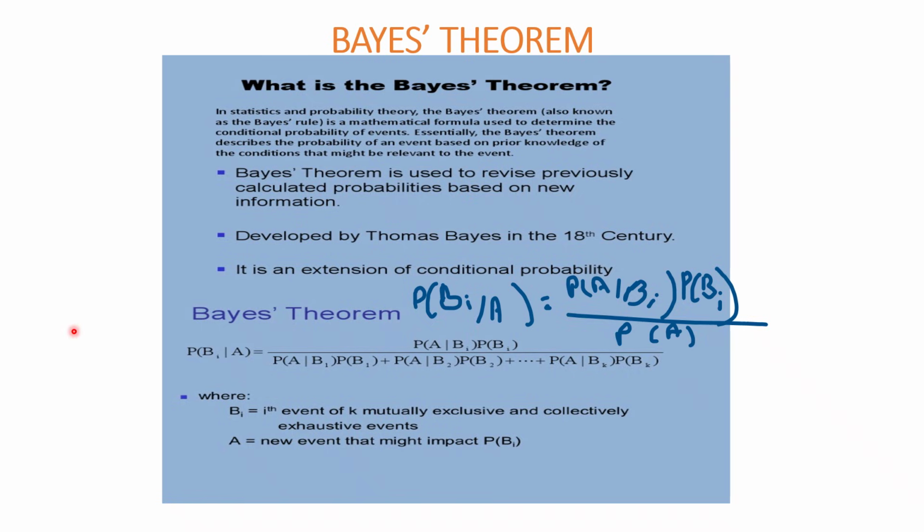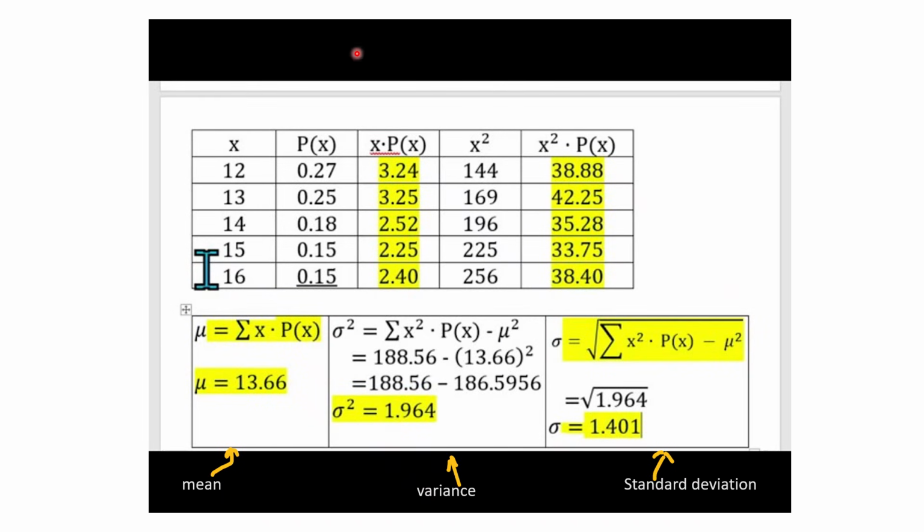Okay, clear? Now, in the next video I will show you the problems related to the Bayes theorem. Okay, this is 30. Now come to this. There is one example I have written over here.